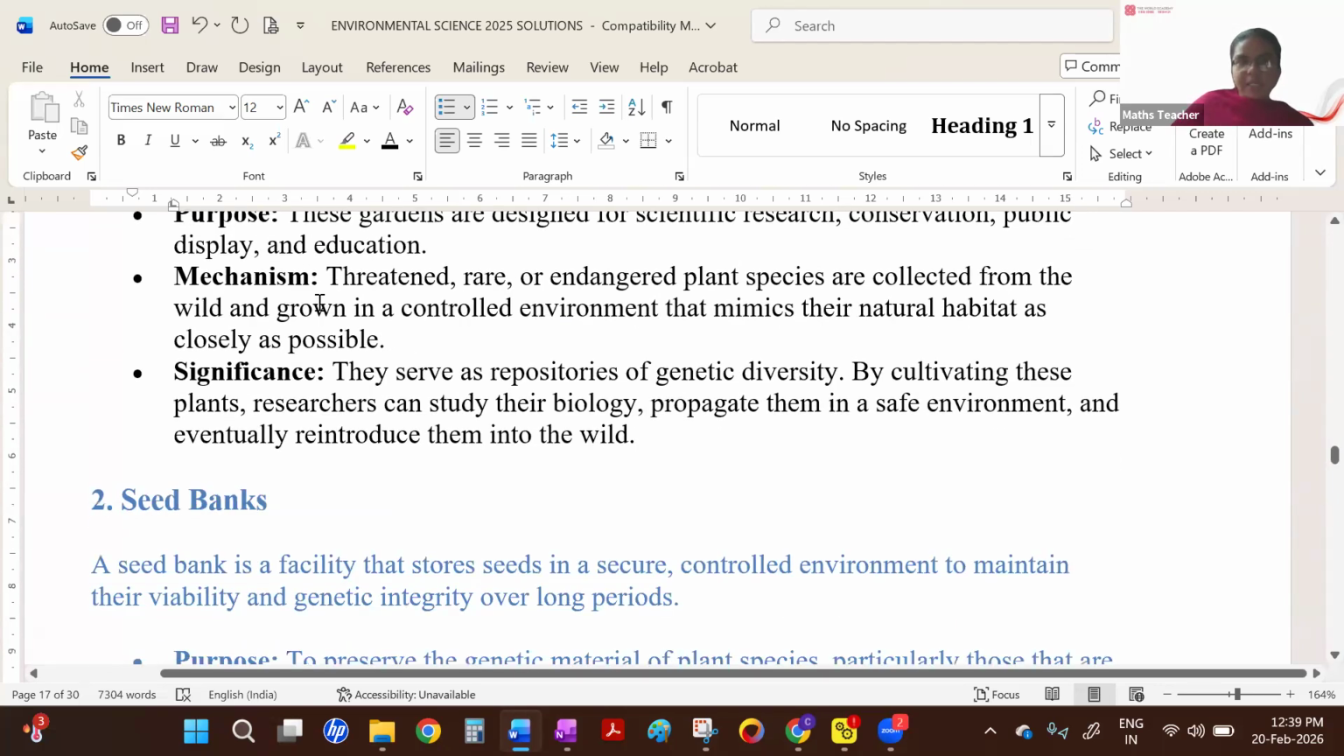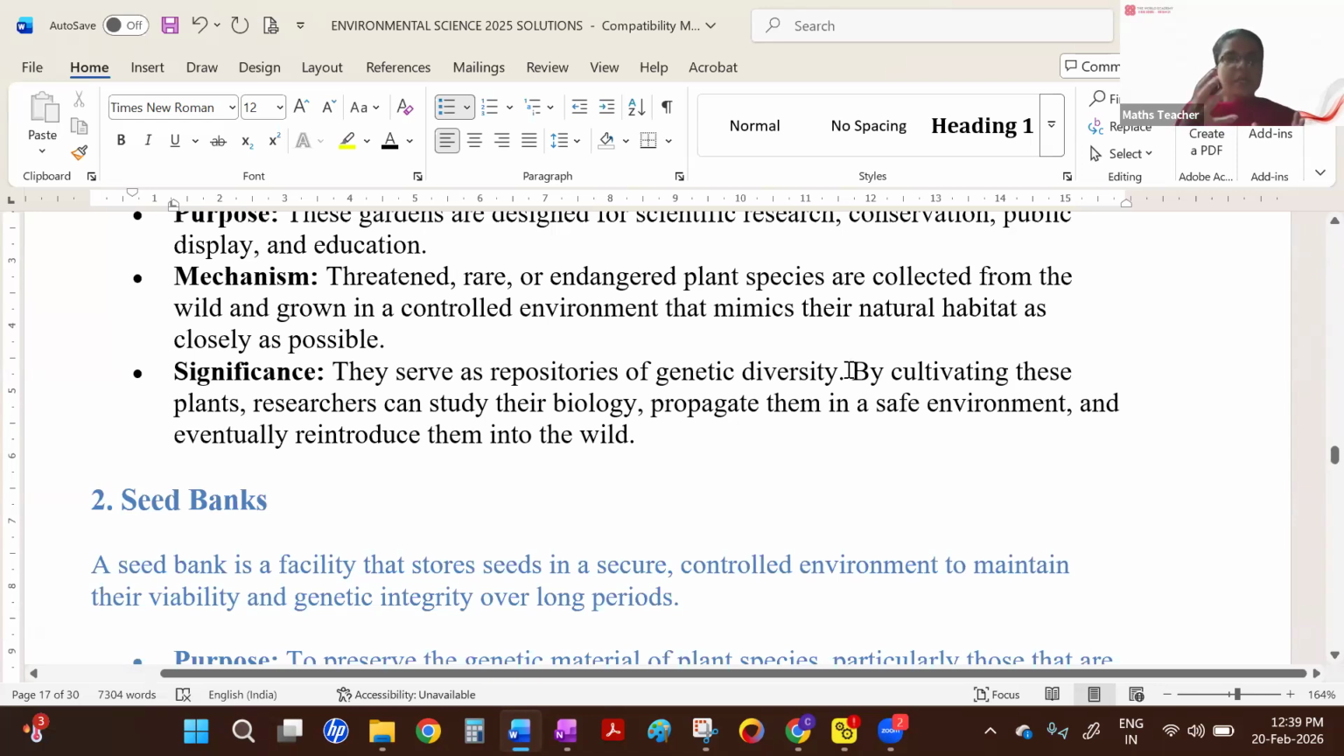So what is the mechanism that is followed here? Threatened, rare, or endangered species will be collected, preserved there, and also propagated in that region. They'll be grown in a controlled environment that mimics their natural habitat as closely as possible. And then significance, they serve as repositories of genetic diversity.